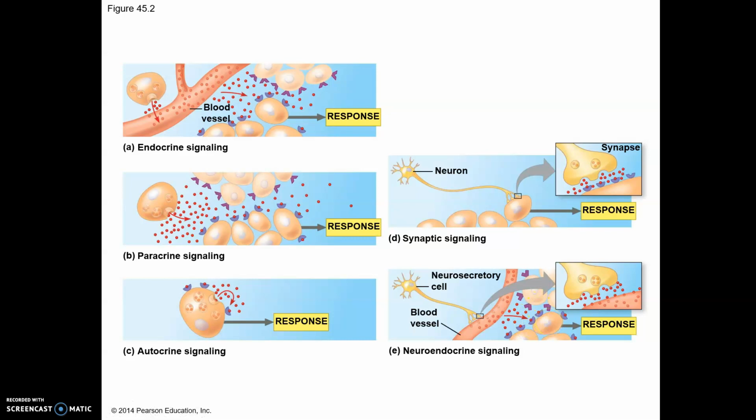So that's really the difference between the endocrine system and the nervous system. The nervous system is very fast and quick, whereas the endocrine system is much slower and longer lasting. So chemicals here are going to have long-lasting effects within the system.